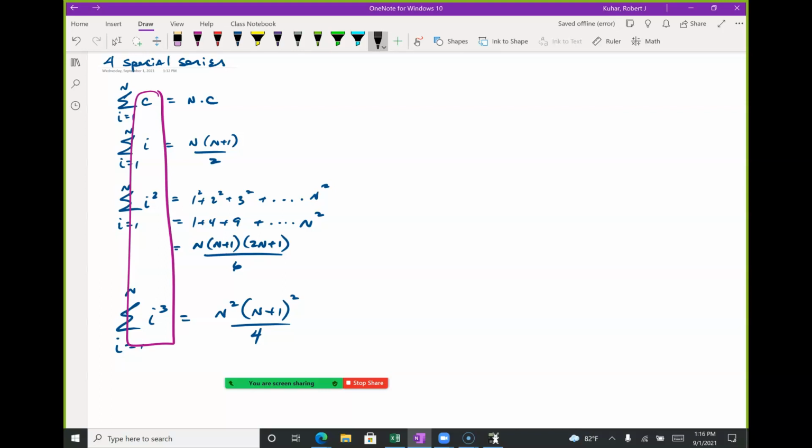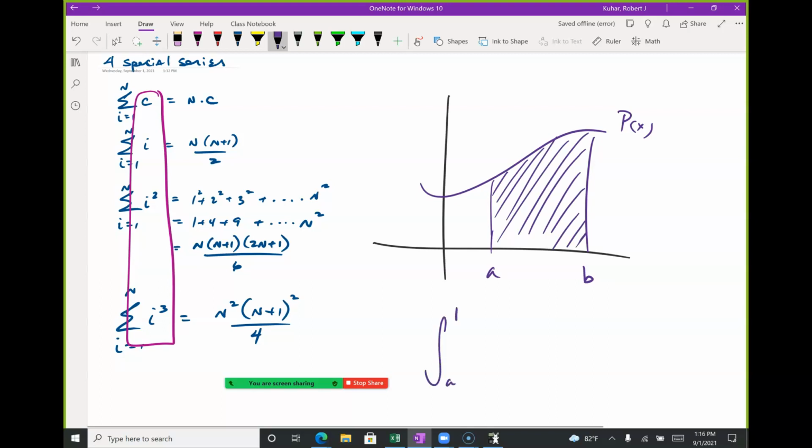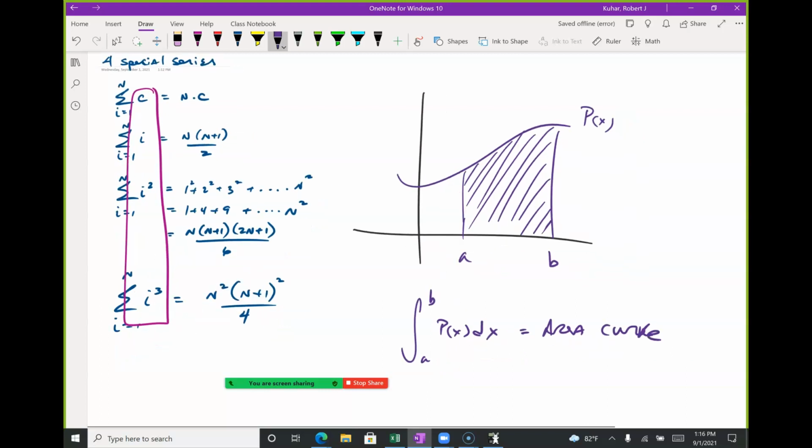So in calculus, we're going to take some polynomial, some p of x, and from one number to another, we're going to get the area under the curve by doing the integral from a to b of p of x. And this is the area under the curve. This has special properties in calculus. The area under the curve tells us certain things.